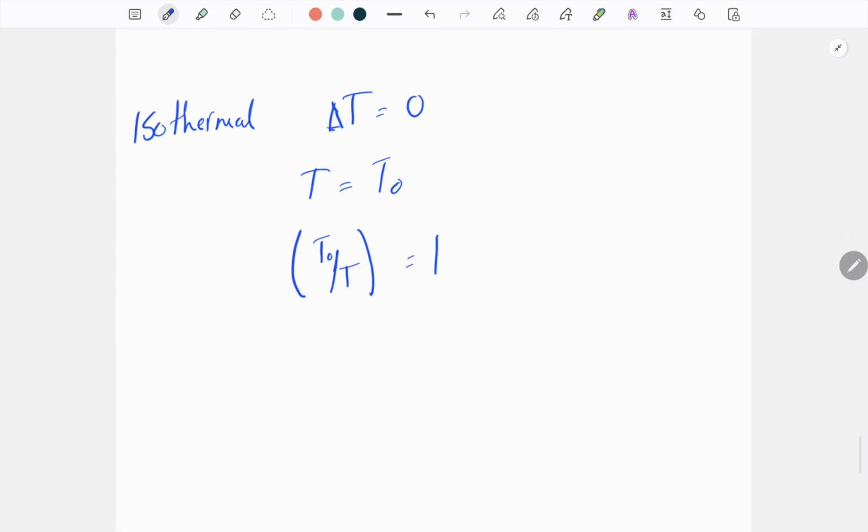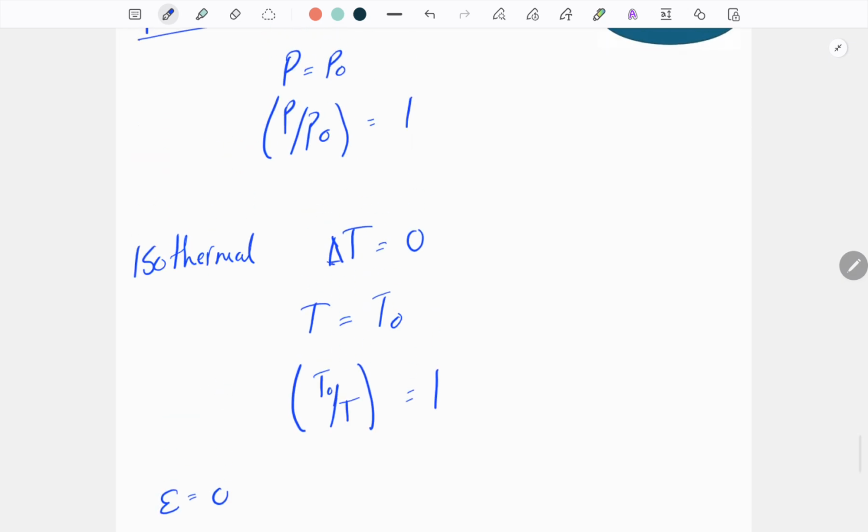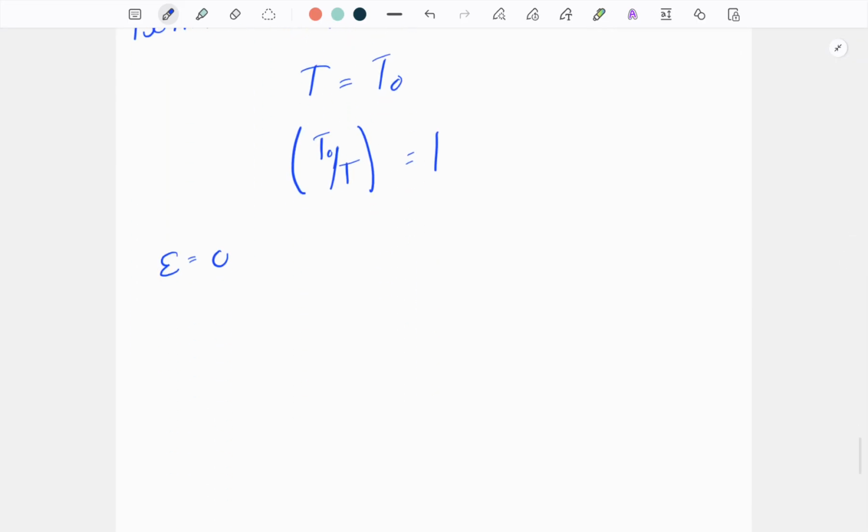So if you find yourself working with an equimolar reaction, epsilon equals 0, and isothermal, and isobaric in a gas phase, you'll use the first equation that we've been using in incompressible liquids. You'll use this formula here.